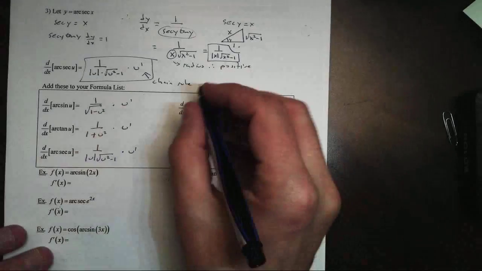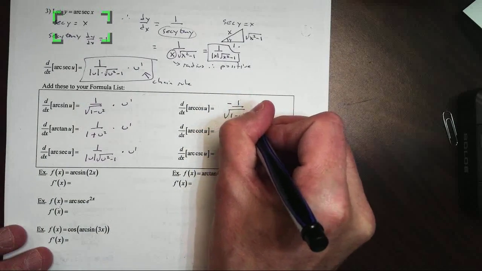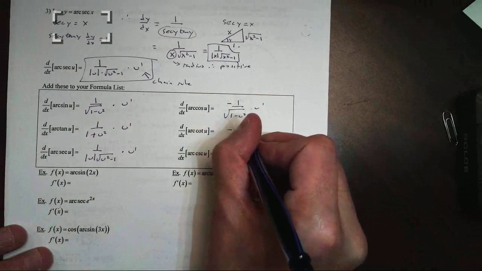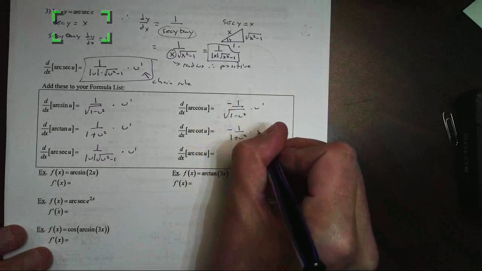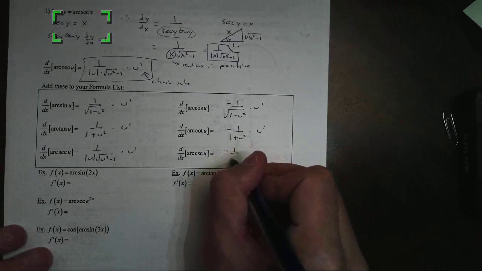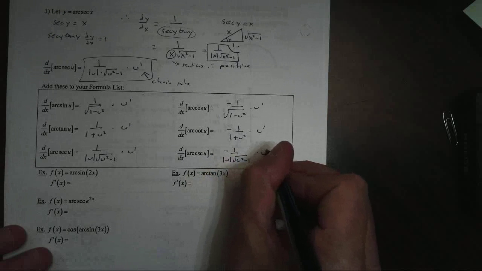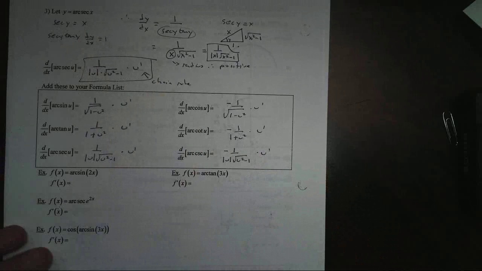So how do we get the arc cosine? Just change the signs. Negative 1 over the square root of 1 minus u squared times u prime. Negative 1 over 1 plus u squared times u prime. And arc cosecant, negative 1 over the absolute value of u times the square root of u squared minus 1 times u prime. And you can verify those by doing this process up here.